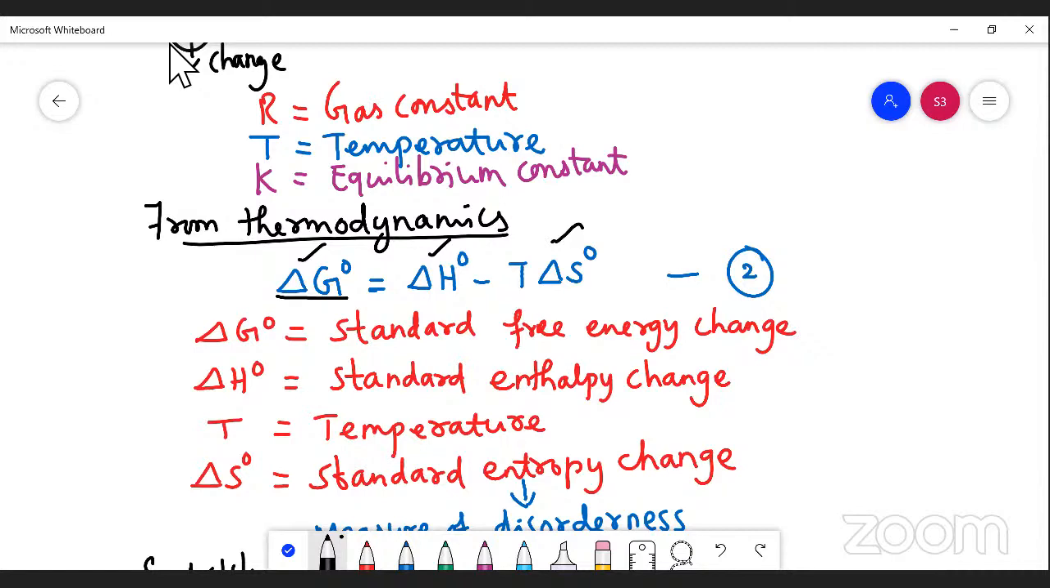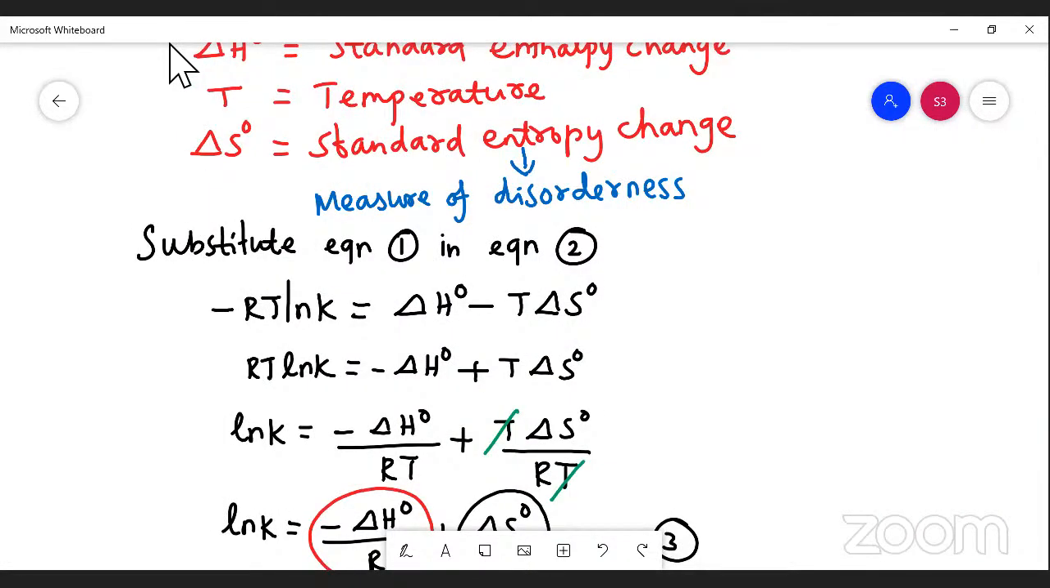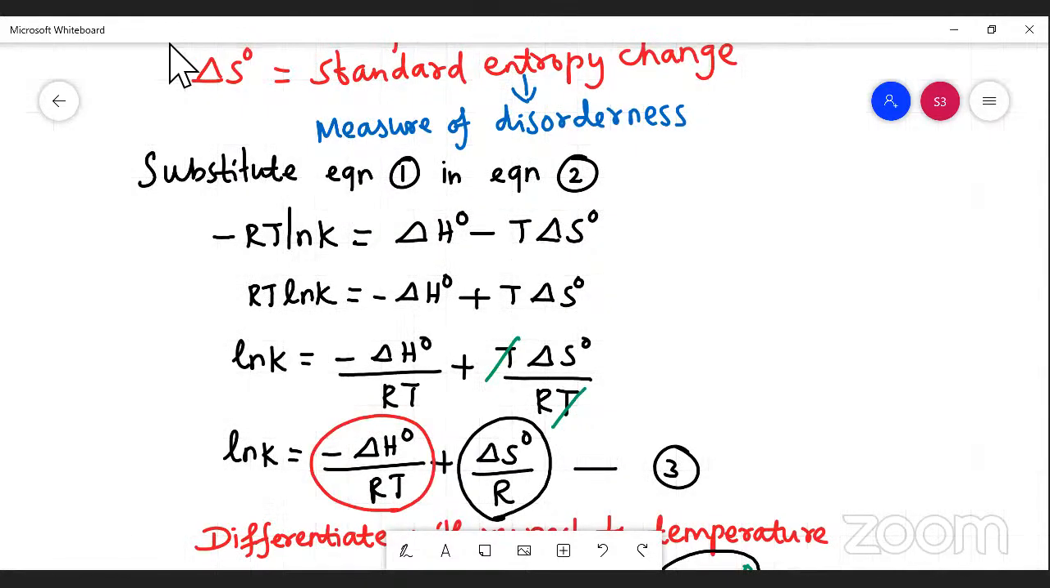Now what is standard entropy? Entropy is a measure of randomness or disorderness in a molecule in the system. Now we are substituting equation 1 in equation 2. The first equation we took is del G naught is equal to minus RT ln K. That minus RT ln K, I am substituting in the second equation.